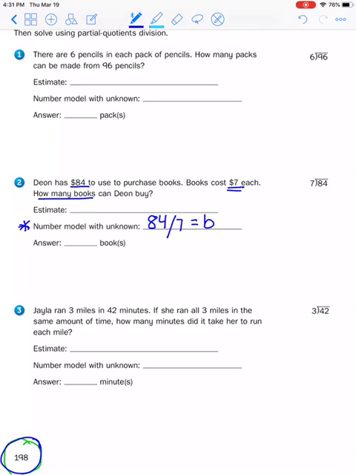So now I'm going to make my estimate, something close. And remember, I said in my last video, anything by 10s or by 5s is much easier for you to estimate because you can do that math in your head. So my estimate is actually going to be 80, because 80 is close to 84, divided by 8, because 8 is close to 7, equals 10. So my guess is he probably can buy 10 books with his money.